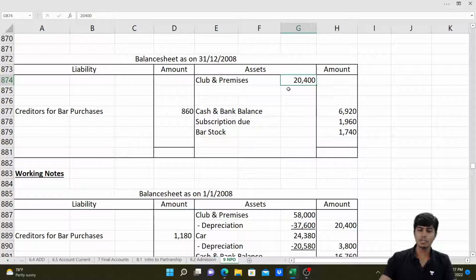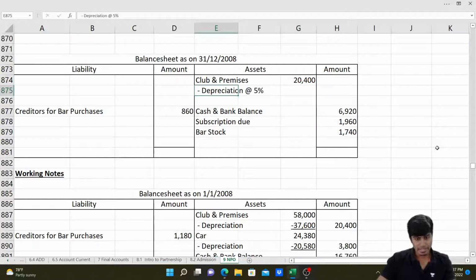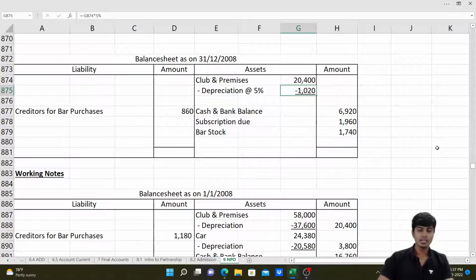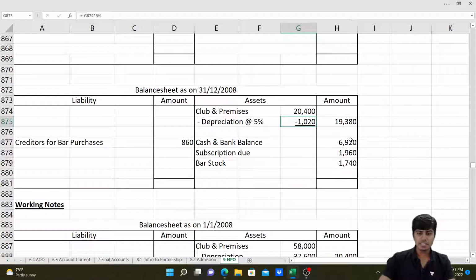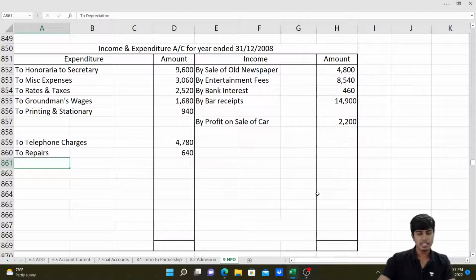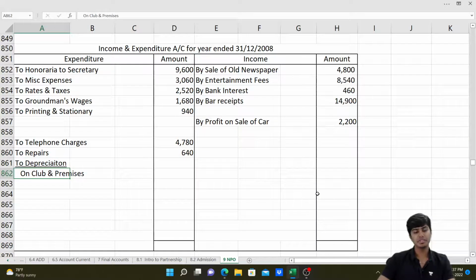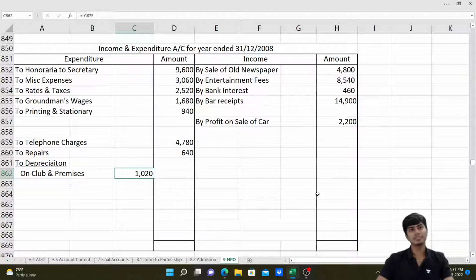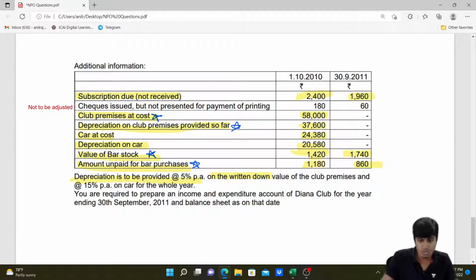So current year opening balance is 22,400. I'll write less depreciation 5%, which is 1,020. After deducting which, my club premises value will come to 19,380. And this 1,020, let us post this to our income and expenditure as expense. I'll write here to depreciation, club premises 1,020.